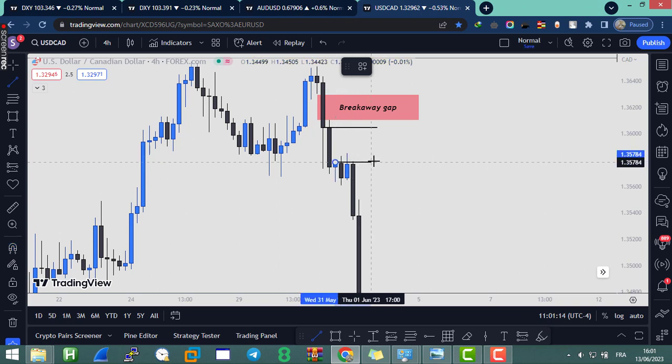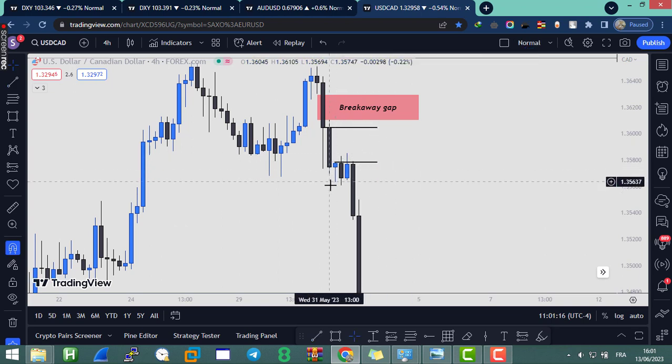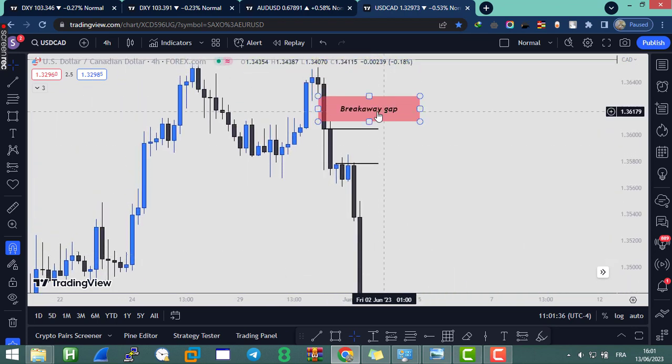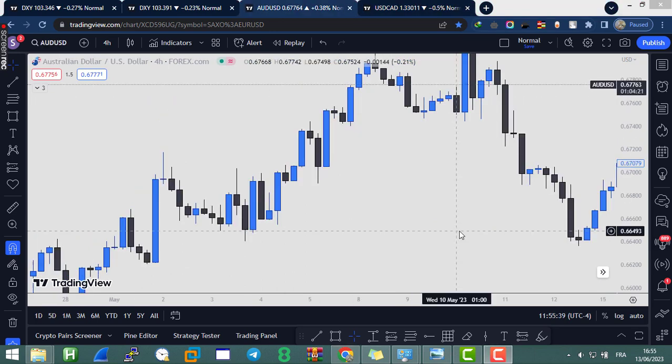And as you can see, price retraced to this balance price range. You can see that the bodies couldn't penetrate the lower side of the balance price range, and price kept going down. And this fair value gap never got filled. Thus, it would become a breakaway gap. All right, let's move on now to the second example.